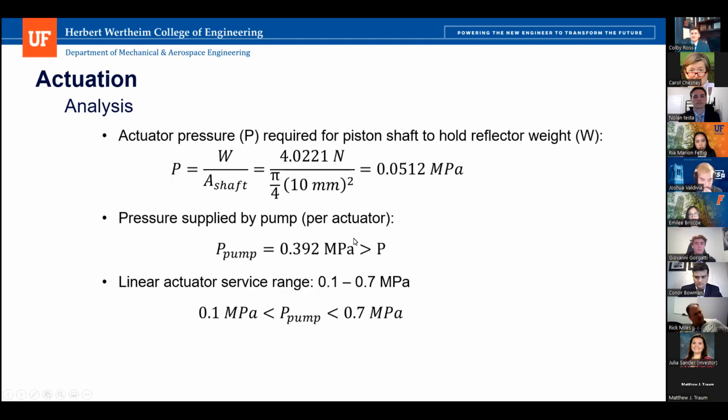And then continuing this, I found, in the worst case scenario where the actuator has to hold up the entire reflector weight, we end up with a required pressure of 0.0512 megapascals. That's just to hold it up, so we have to surpass that. But as calculated previously, the pressure supplied is greater than this. And it also falls into the linear actuator service range, which is 0.1 to 0.7 megapascals. And this could vary depending on how many pumps are active at the same time.